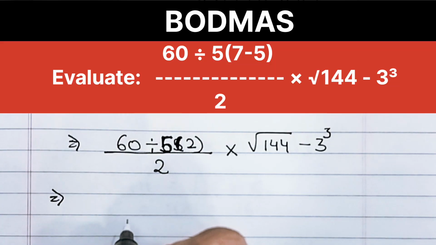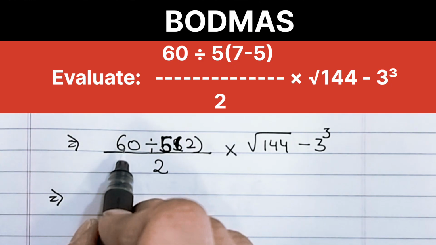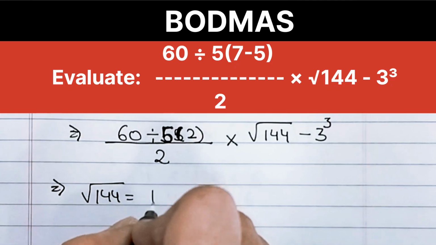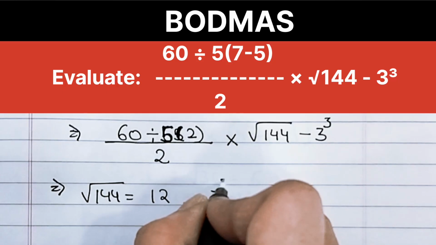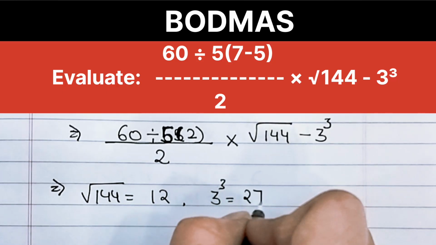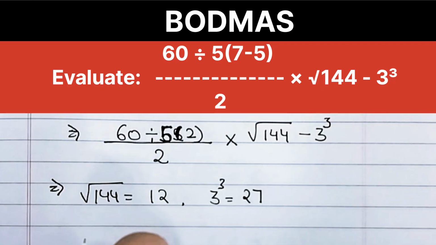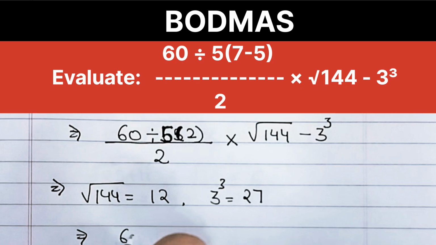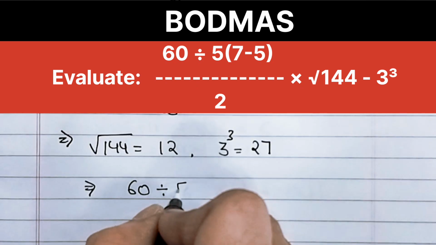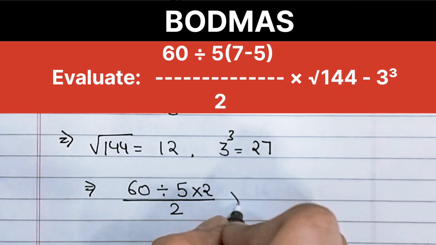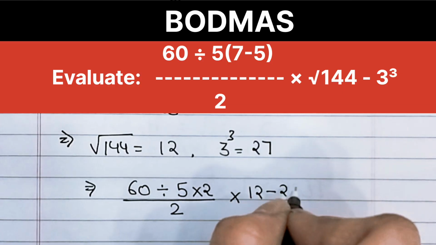Next we calculate the square roots and exponents. So the square root of 4 is 2 and 3 cubed equals 27. Now, why are we solving this? Orders must be simplified before the general arithmetic can proceed. Now the expression becomes 60 divided by 5 multiplied by 2, over 2 multiplied by 12, minus 27.